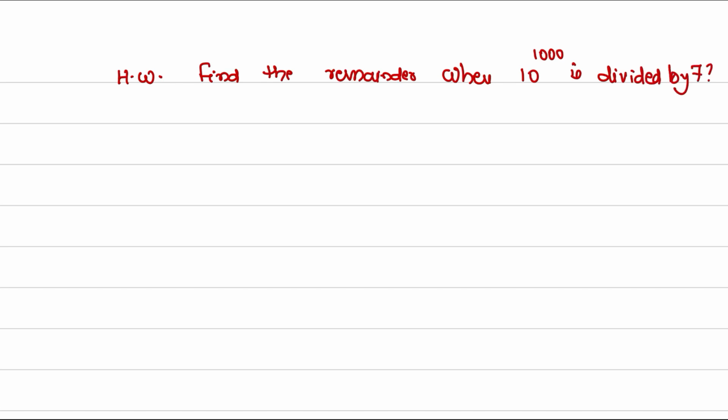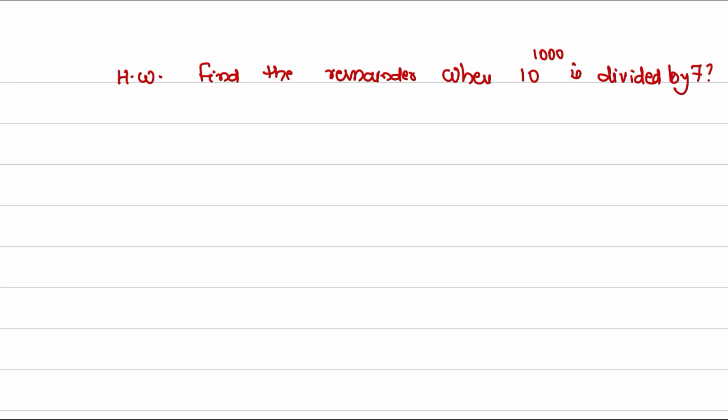Find the remainder when 10 to the power of 1000 is divided by 7. Please take it as a homework for practice and ensure that you apply the Fermat's Little theorem in the way I have explained you and solve this particular question. And if this type of questions do come in your examination, you will be able to solve very easily.